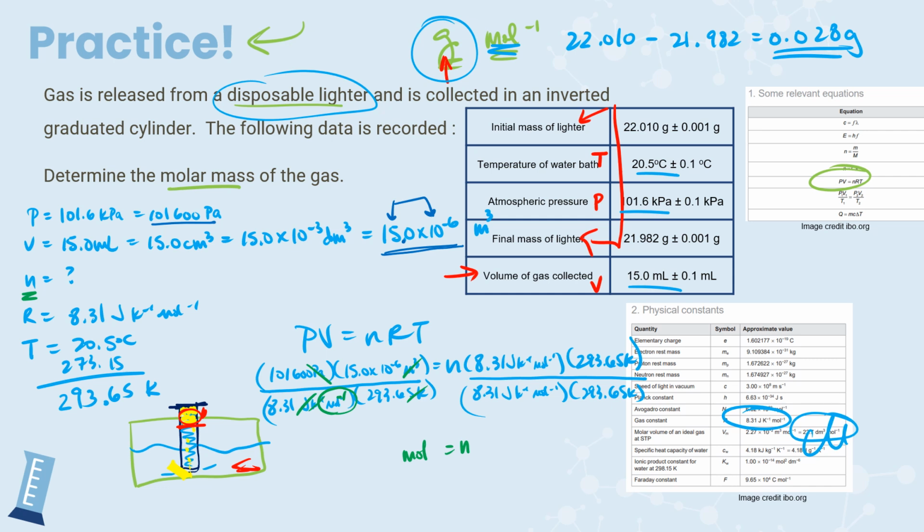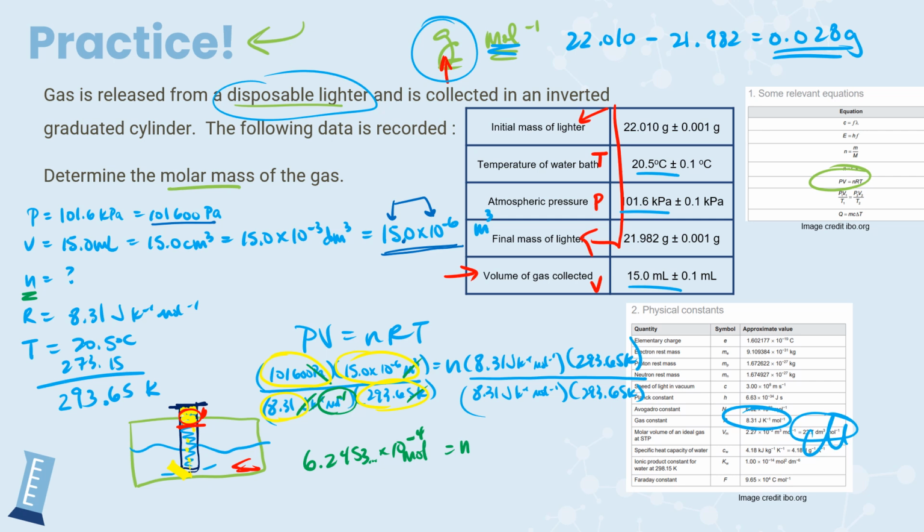Now, calculator time. I need to do 101,600 times 15 times 10 to the -6 divided by 8.31 divided by 293.65. Lots and lots of calculator time is going to give us a big number. Well, a small number, but with lots of digits. 6.2453, lots of digits, times 10 to the -4 moles.